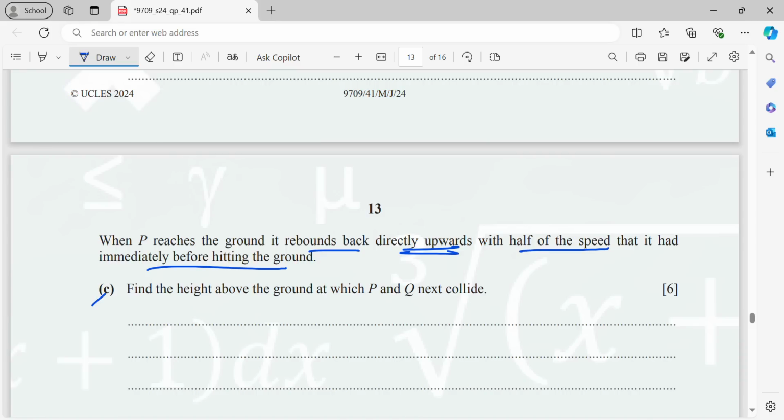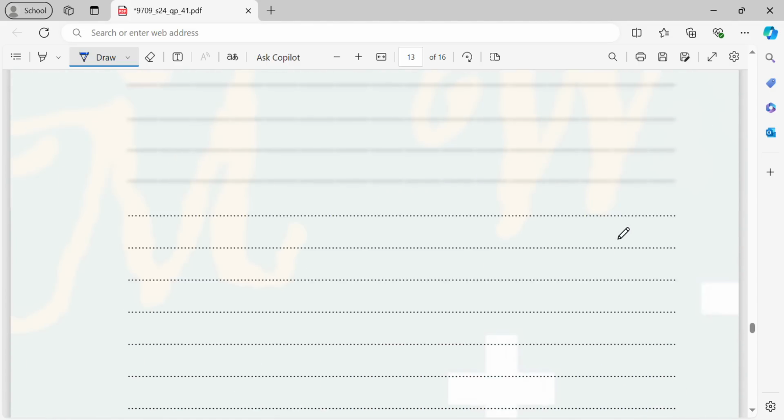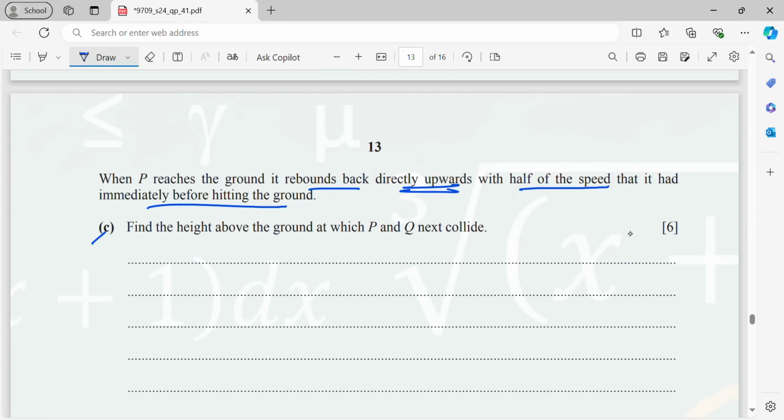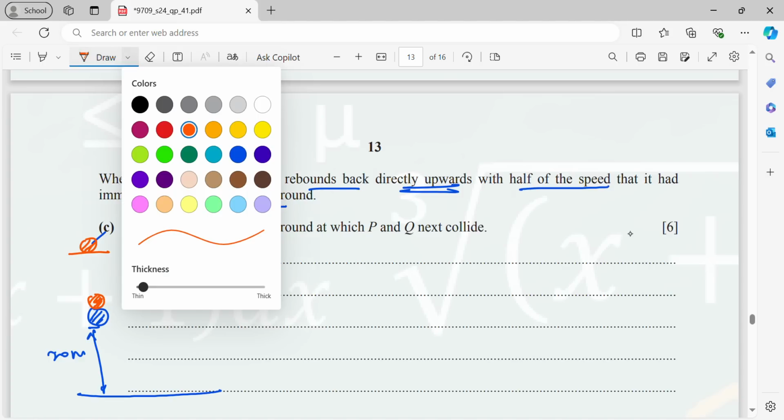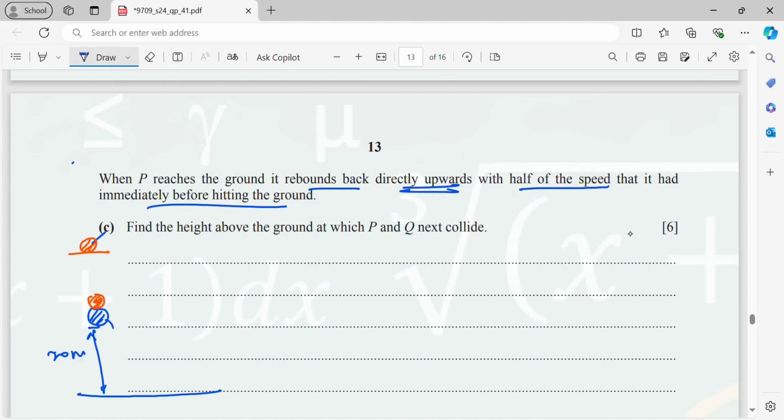Okay, so now here I have to draw the diagram, which is this. This is the ground. So your P, this is 20 meters. Your P collides with the Q. Q is here, initially the Q is here. So now the P rests a while. After that, it goes down. When it reaches the ground, it rebounds directly upwards, with half of the speed.